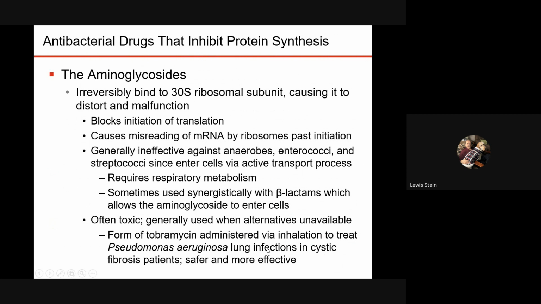So notice the toxicity. The one that we use the most by injection is for Pseudomonas, not tobramycin by inhalation, that's for cystic fibrosis. They use something called gentamicin. That's pretty much the go-to choice. That's by injection. It doesn't work terribly well orally. And so typically every other day in a hospital.